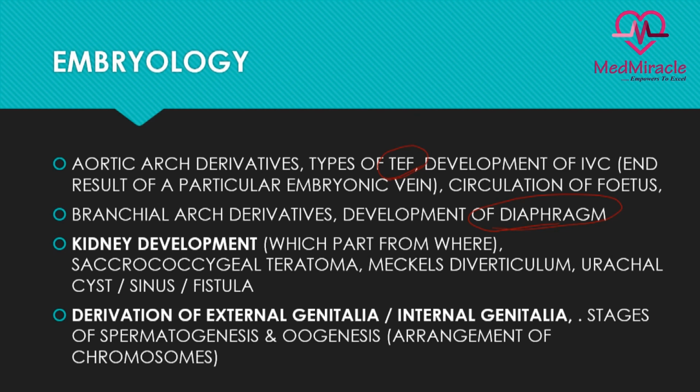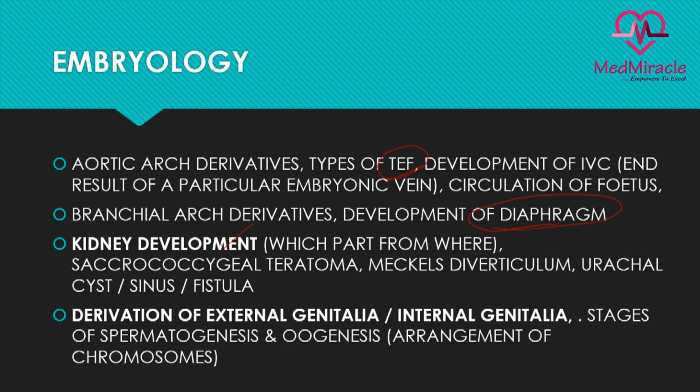The development of the kidney, again, which part of the urinary system is formed from which: pronephros, mesonephros, metanephros, all these things can be asked by marking it in an image. Meckel's diverticulum, sacrococcygeal teratomas, urachal cysts, sinus fistulas, maybe in the form of anatomical images, maybe in the form of radiological images, dye studies can come as images.